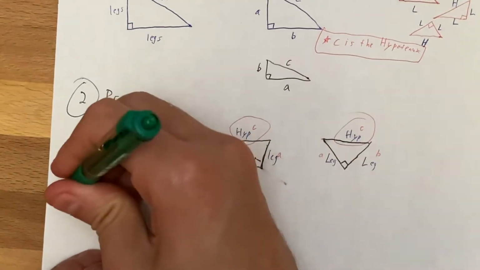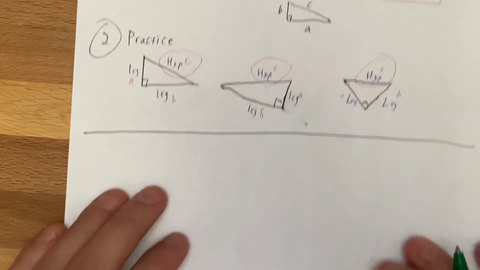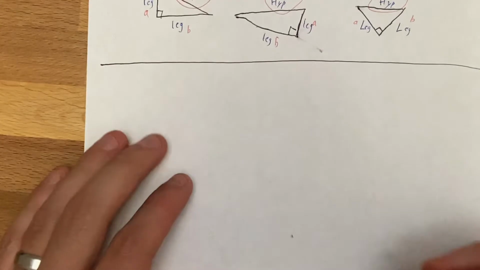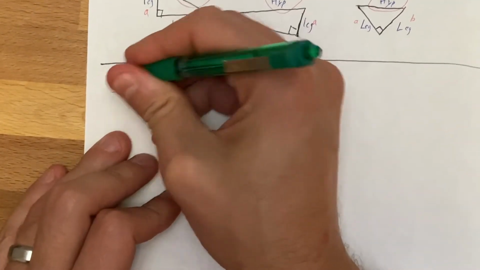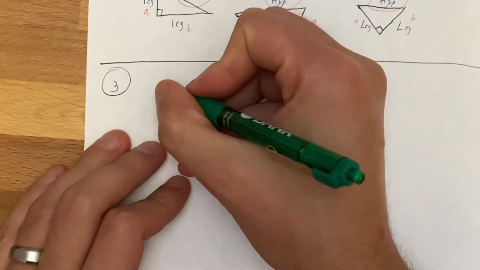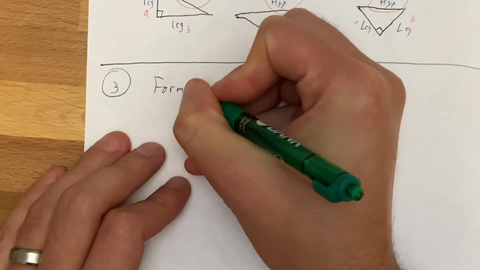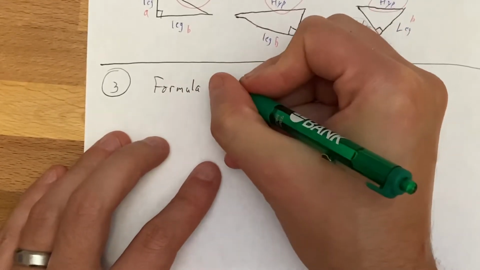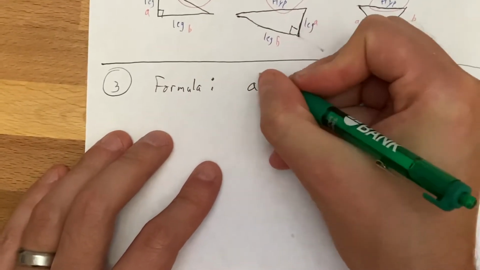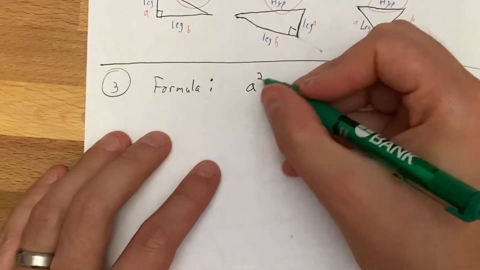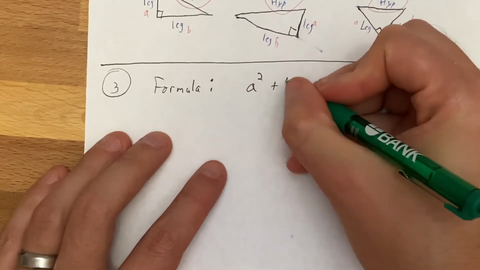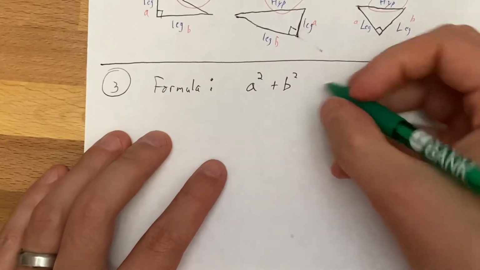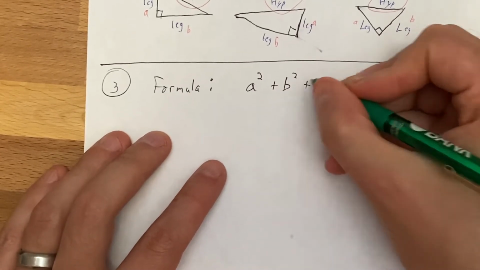Next up, the actual Pythagorean theorem. And what is it? So, here it is. The formula that everyone's been waiting for is a squared, also known as a leg squared, plus the other leg, b squared, is equal to the hypotenuse squared.